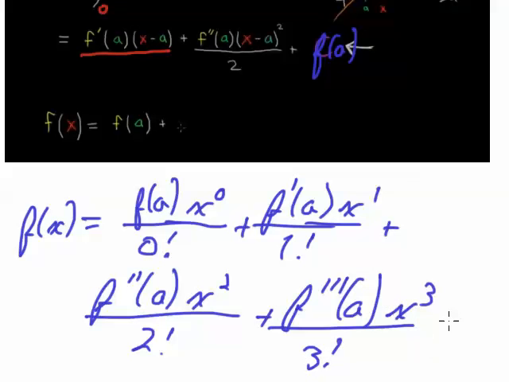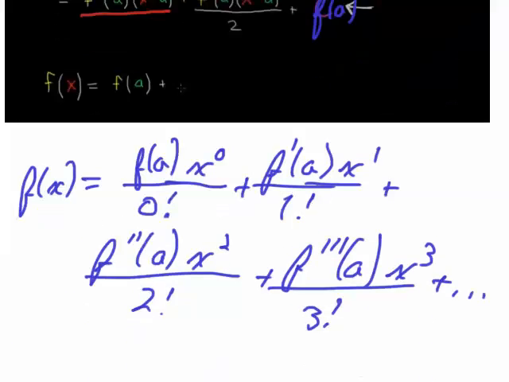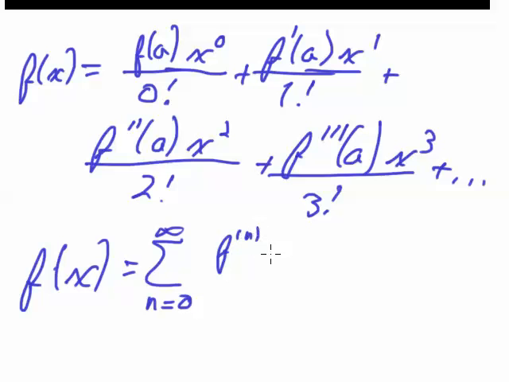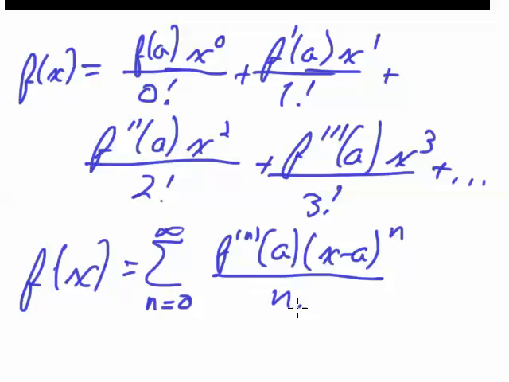And by continuing on with the process that we've started to develop here, you can keep this pattern going, and in summation notation it's just f of x equals the sum from n equals 0 to infinity of the nth derivative of f at a times x minus a to the nth over n factorial, and it keeps going for infinity.